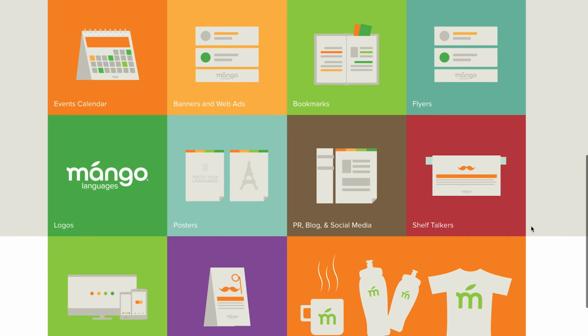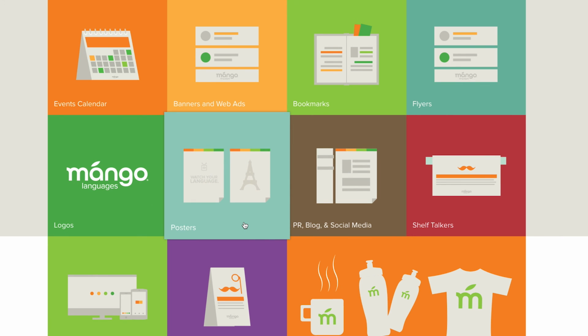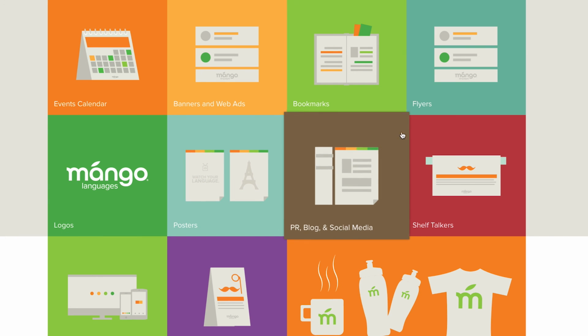You can scroll down, you can see that we've got banners and web ads. Some of you may have already seen some of the logos and stuff and used them for your library's website when you're posting the Mango link. We've also got some sample social media posts, some posters and flyers, and anybody can go in here and customize any of the promotional materials.